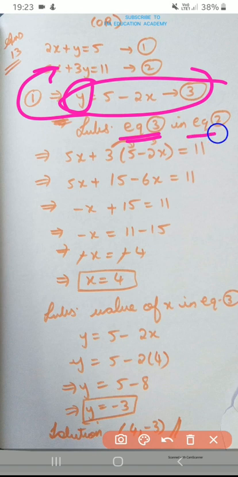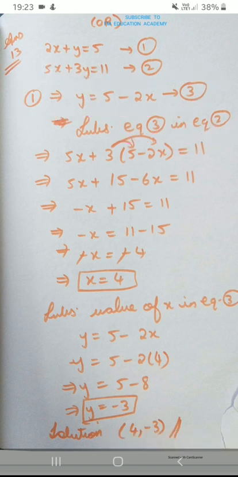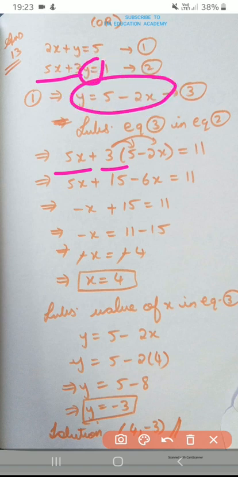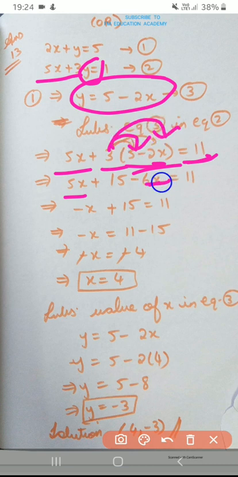So substitute equation 3 in equation 2. What is the equation 2 we have? 5x plus 3 into, in place of y what I have to substitute? 5 minus 2x is equals to 11. 5x plus, you should be very careful. Students often do silly mistakes in these steps. 3 5s are 15, open the bracket. 3 2s are 6x and minus is there, so minus 6x is equals to 11.